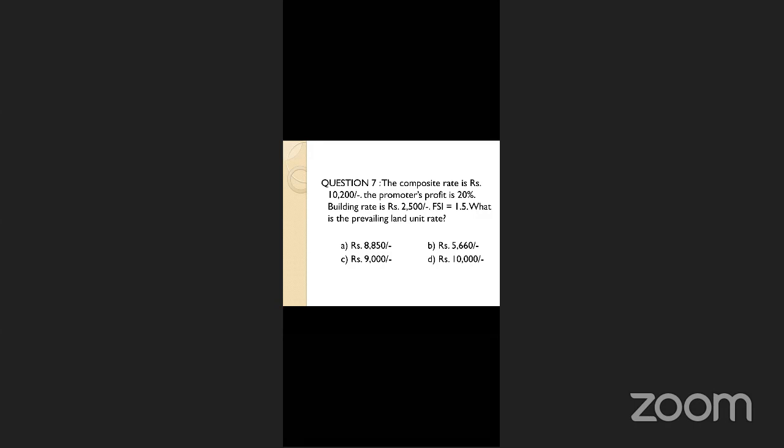The composite rate is 10,200. Promoter's profit 20%. Building rate 2,500. FSI 1.8. What is the prevailing land unit rate? This is a really good question. See, they have given the composite rate as 10,200, promoter's profit as 20%, the building rate and the FSI. The prevailing land unit rate, you have to find out. Step by step, try to understand. Okay, solution. Composite rate we know is 10,200. Promoter's profit 20%. Land and building component excluding profit, how much?